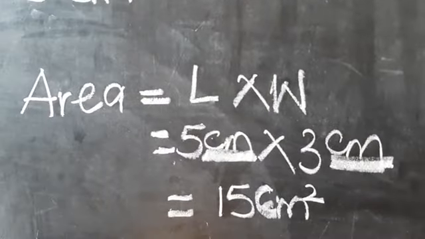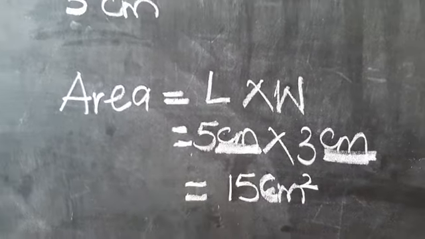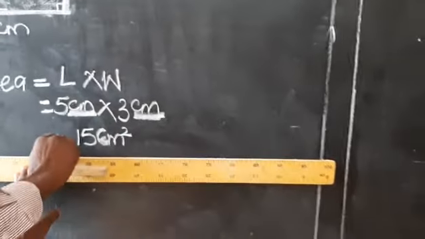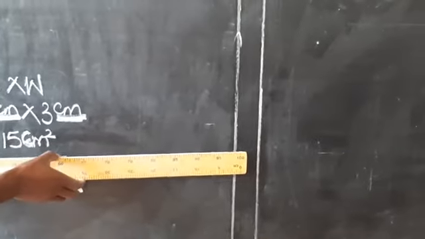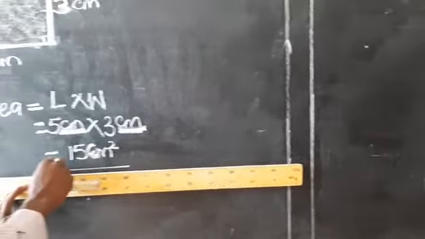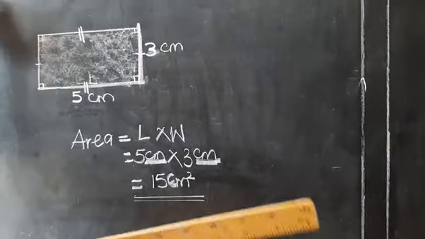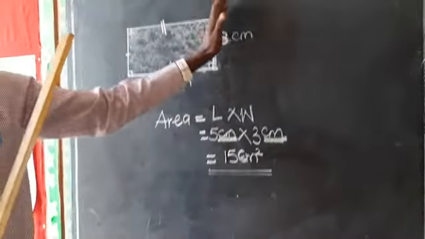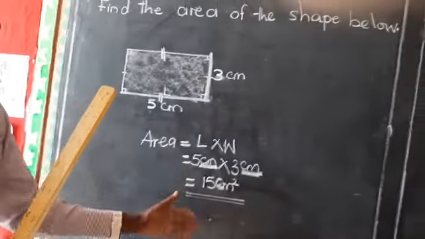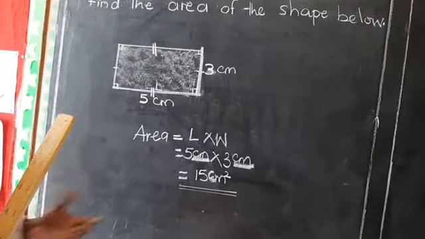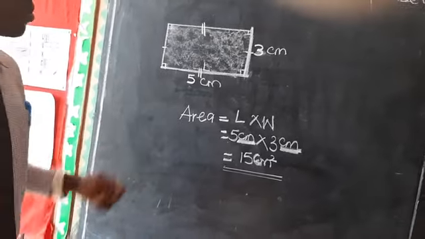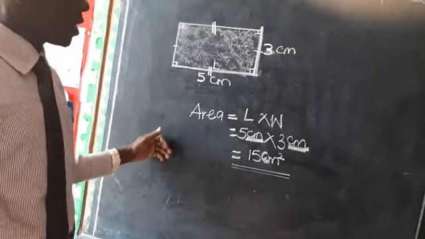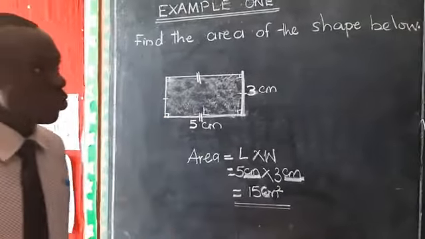And that is the end of that explanation. You will only underline your answer. And that is the end of what the question is telling you to do: finding the area of the rectangle. This is the way you get it. And this has been example number 1. Can we move ahead and look at example number 2?